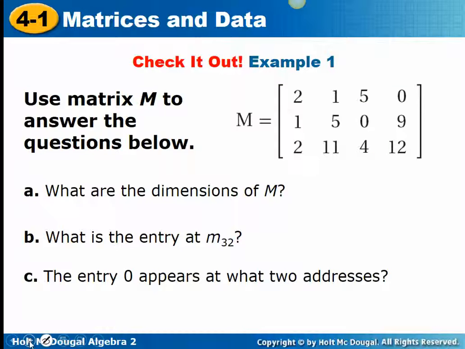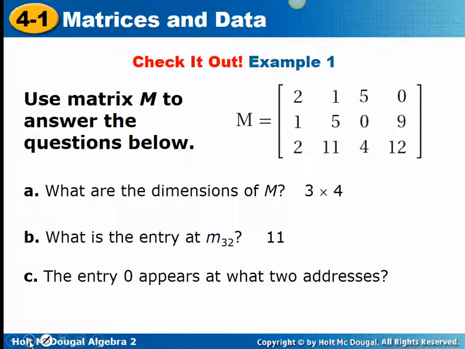All right, so you will be asked to do this on your worksheet. You'll be asked to answer some questions about a matrix. Make sure you know that the dimension is always row by column. This one would be 3 by 4. The entry at M32 means row 3, column 2, so that would be the number 11.